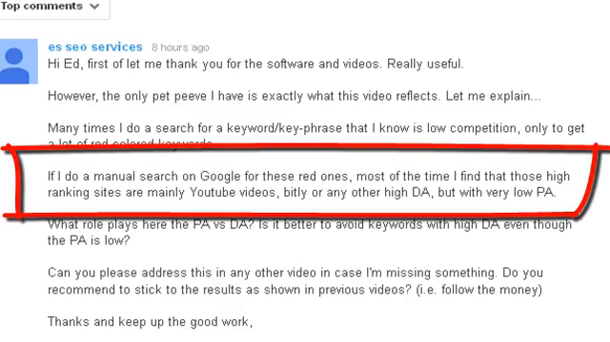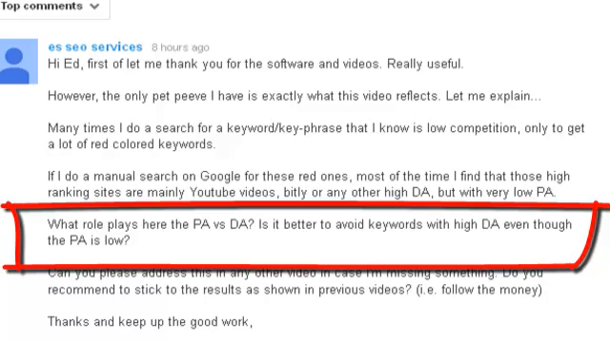If I do a manual search on Google for these red ones, most of the time I find that those high ranking sites are mainly YouTube videos, Bitly, or any other high DA but with very low PA. For those who don't understand what DA and PA is, they're for domain authority and page authority. What role plays here the PA versus the DA? Is it better to avoid keywords with high DA even though the PA is low?